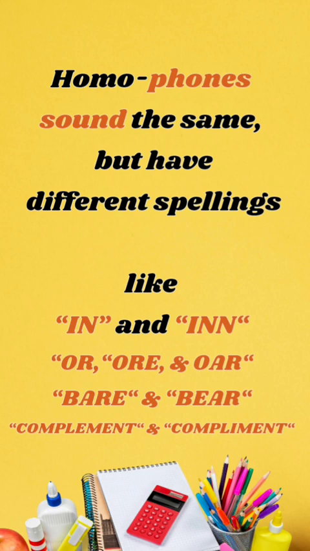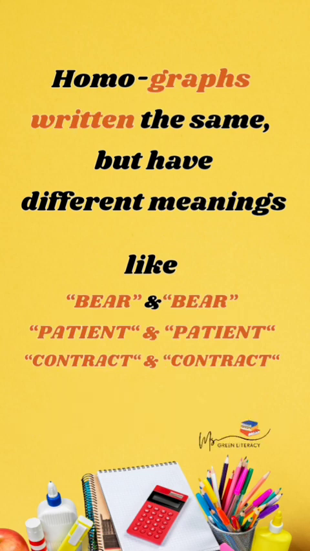Now, let us look at some homographs. Graph means to write, so homographs are written the same, but have different meanings. Some examples of homographs would be bear. Bear as in how much I can tolerate. I can't bear this. I can't bear the smell of fish. And then there's the other bear, B-E-A-R, spelled the same, which means the animal.